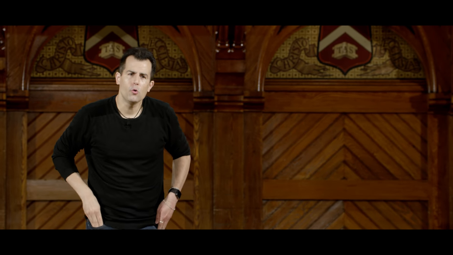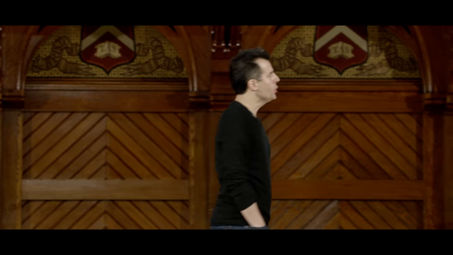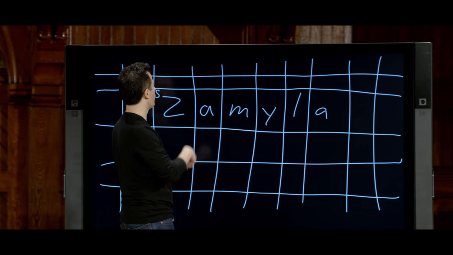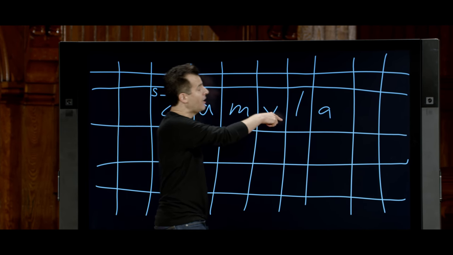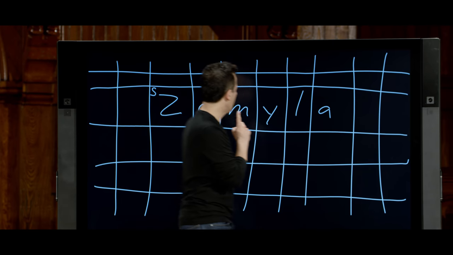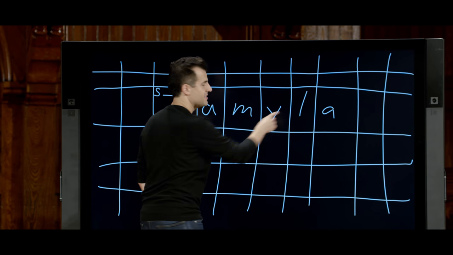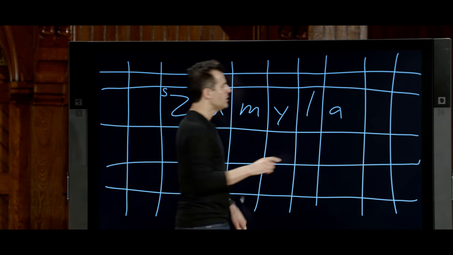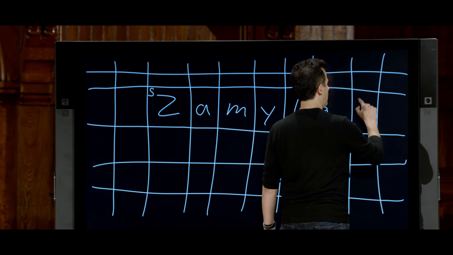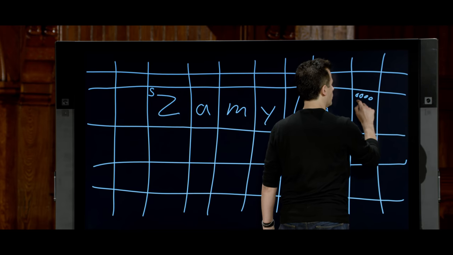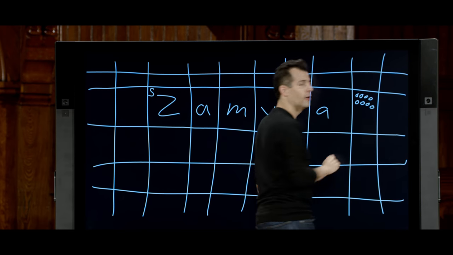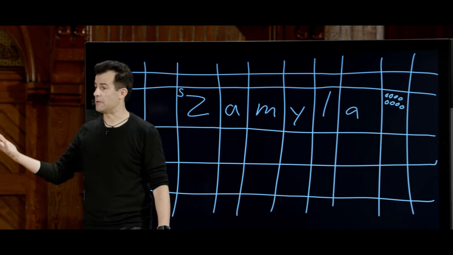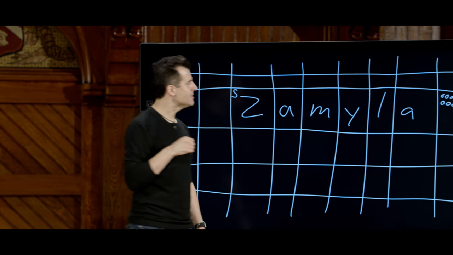But there's no obvious way to know where Zamyla ends unless we ourselves tell the computer. So unbeknownst to us, any time a computer is storing a string, like Z-A-M-Y-L-A, it's not using 1, 2, 3, 4, 5, 6 characters. It's actually using 7 secretly. It's actually putting a special character of all zeros in the very last byte. Every byte is 8 bits, so it's secretly putting 8 zeros there.